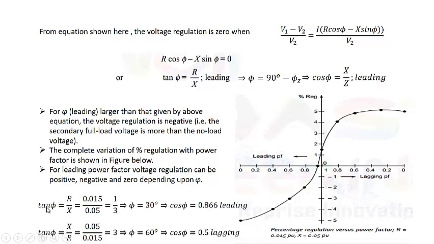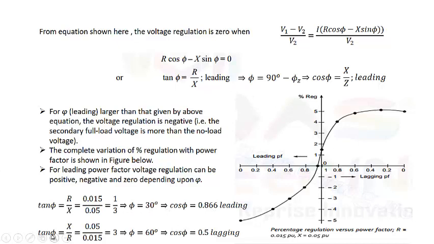So you can see from here, tan phi is equal to R by X for this leading power factor, that is 0.015 divided by 0.05, that is 1 by 3, so phi is 30 degrees. That means if cos of phi is 0.866 leading, in that case voltage regulation will be 0. That is why we have used this equation.